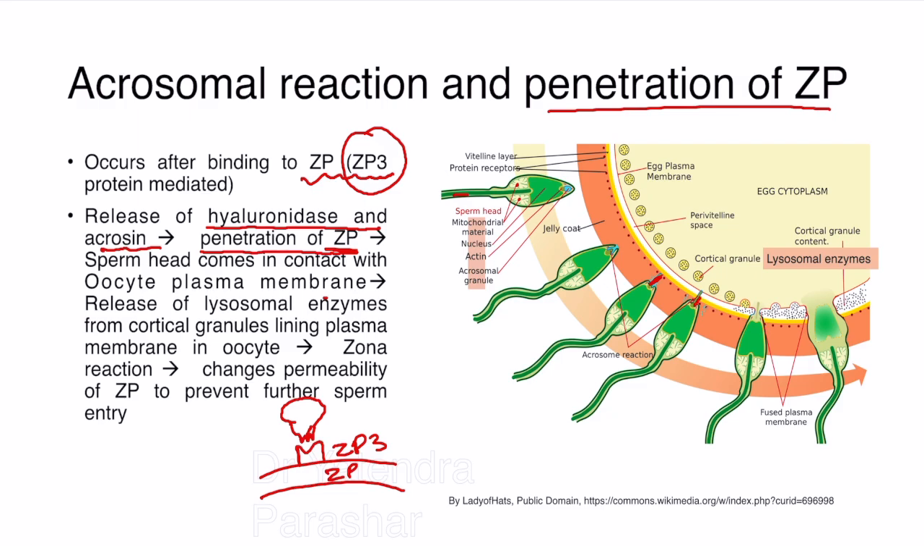After the penetration, when sperm reaches the plasma membrane of the oocyte, the granules of the oocyte release their content, which is the lysosomal enzymes, and this content changes the nature of the zona pellucida and makes it impermeable to further sperm entry. So here we can see these cortical granule release is necessary for the zona reaction, and this cortical granule release occurs only when a sperm enters and reaches the oocyte membrane.